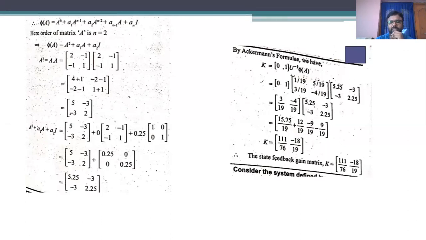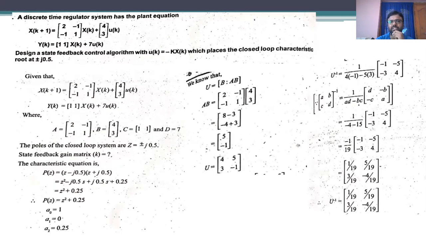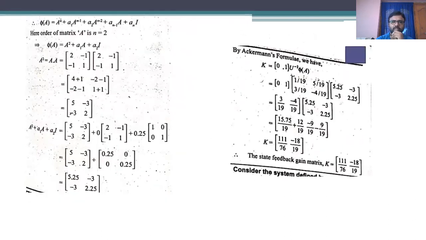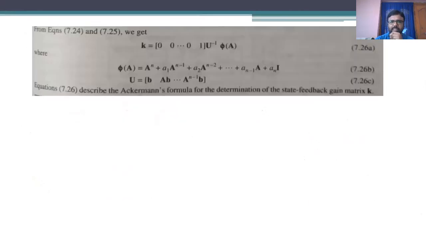This is the problem regarding the determination of the state feedback gain matrix using Ackermann's formula. In the next problem, we will discuss the determination of the state feedback gain matrix using method 2. Don't get confused about this. In some cases, the state feedback gain matrix is calculated as K equal to 0, 0, 0, and so on up to 1, into U inverse, where U is the controllability matrix, into phi of A.